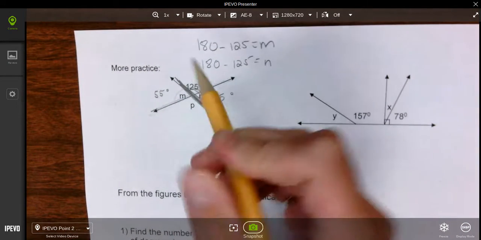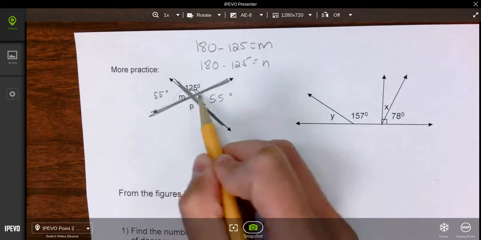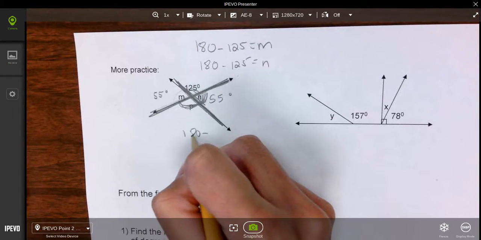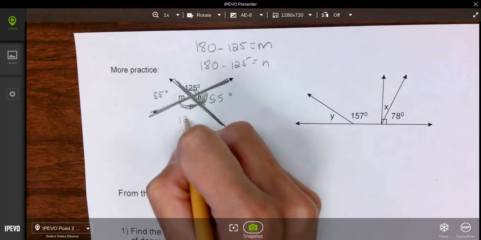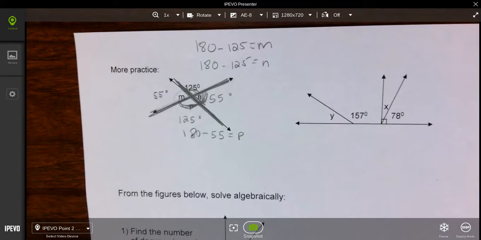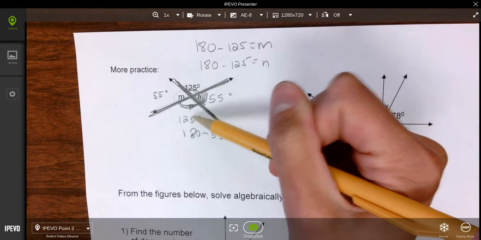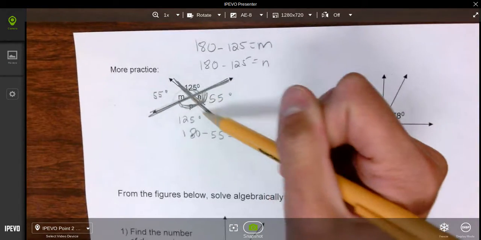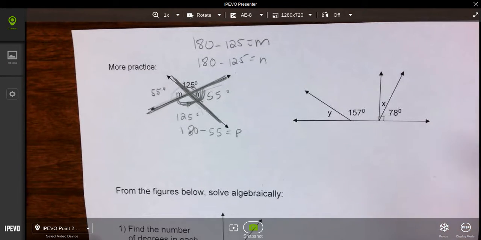To get P, I can either use M or use N. I'm going to use N because I know that these form a straight line together. So if I do 180 minus 55, I know that has to give me P, which is 125 degrees. Notice, we're going to talk about this later in this unit, but notice that 125 degrees, 125 degrees, 55 degrees, 55 degrees. And notice that this is formed in X. That's going to be a definition we get to soon.